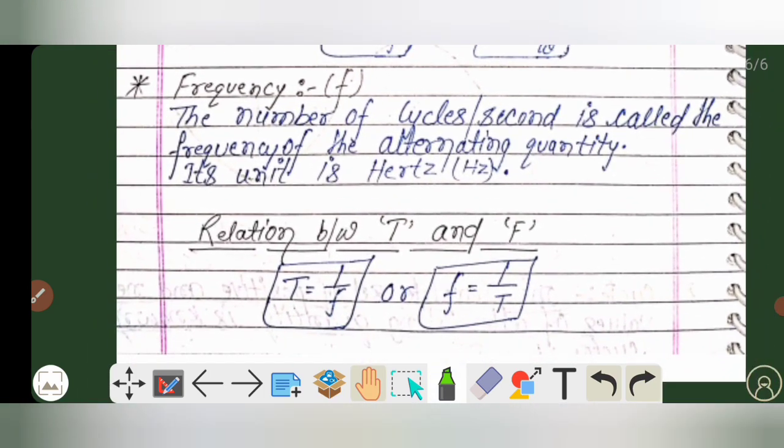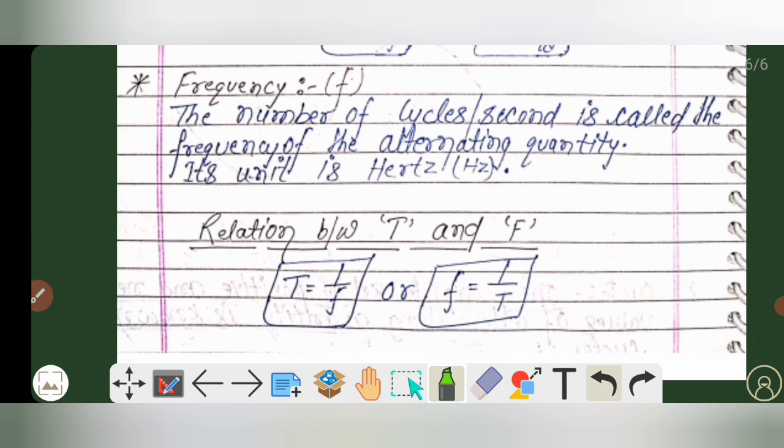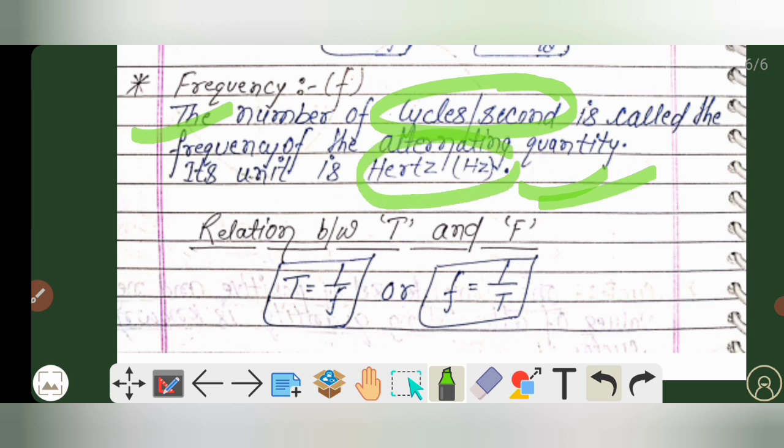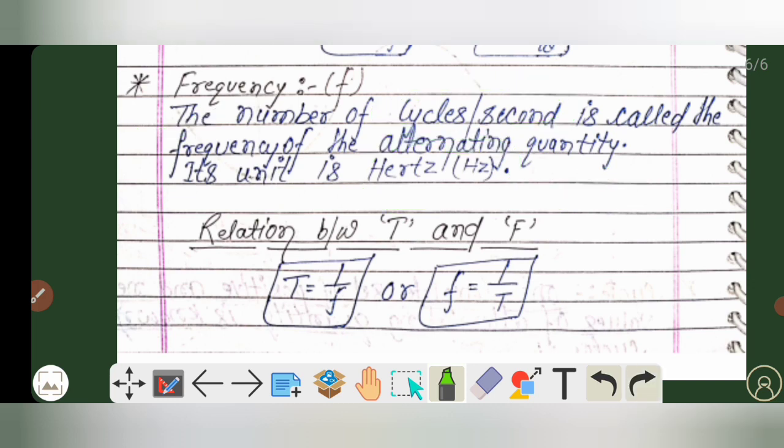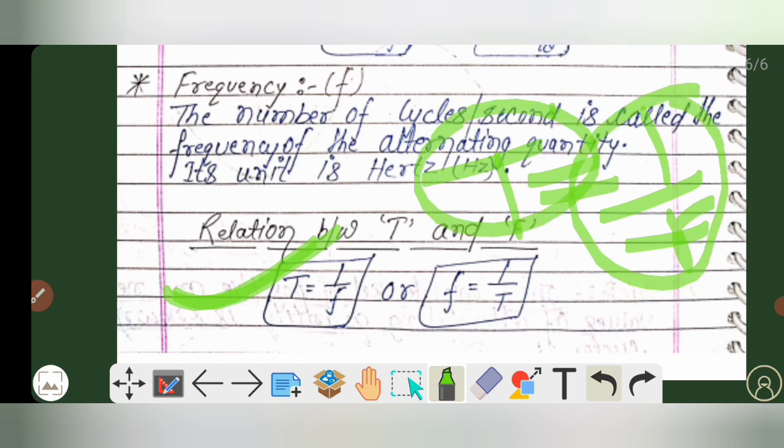Now the next one is frequency. The number of cycles per second is called the frequency of an alternating quantity. The number of cycles completed by a wave in 1 second is known as frequency, and it is measured in hertz. If we talk about the relation between time period and frequency, time period, denoted by capital T, is equal to 1 by f, or we can say frequency f is equal to 1 by T.